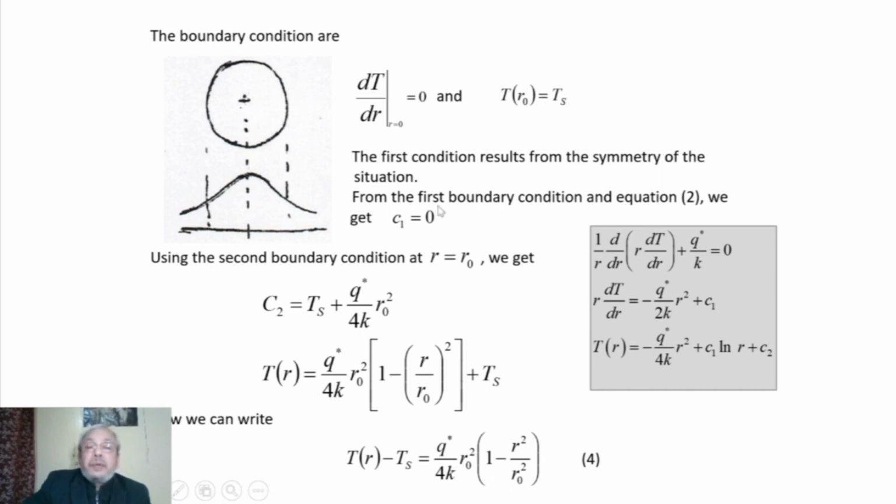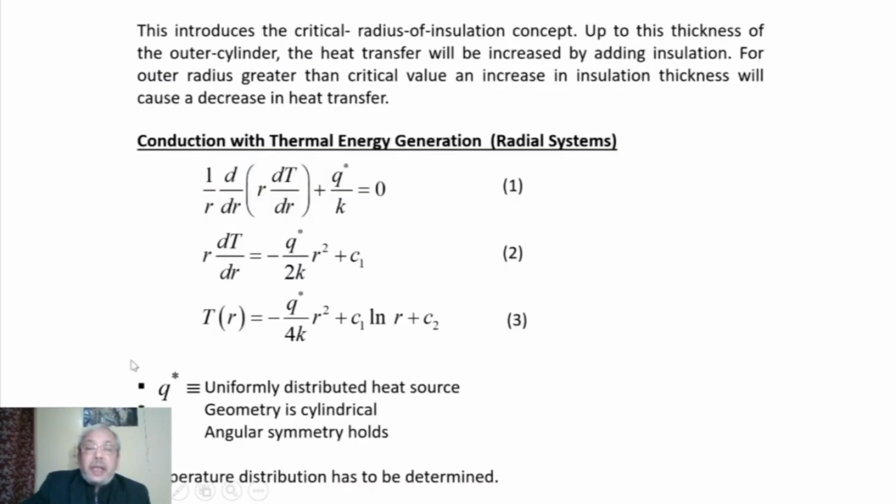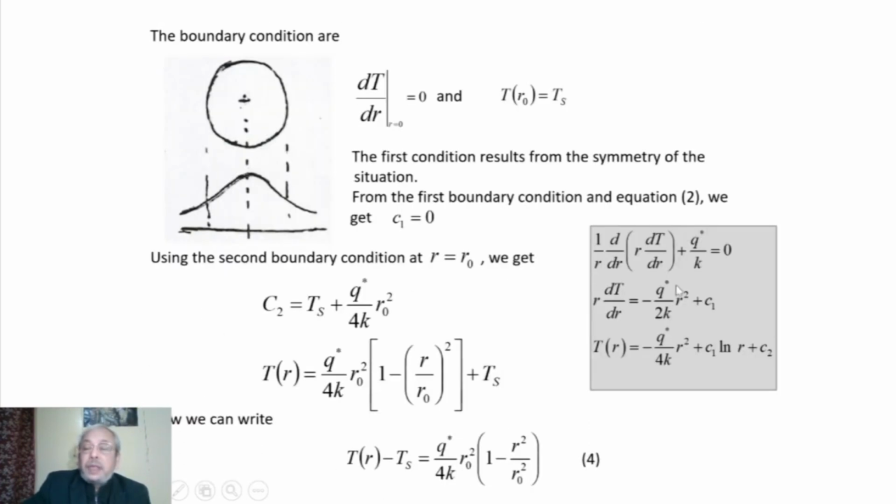Now, from the first boundary condition and equation 2, we have brought all three equations from the previous slide to this current slide. This was our equation 2, and in equation 2, if we apply the first boundary condition, we get dT/dr equal to 0. We get C1 equal to 0 at r equal to 0.